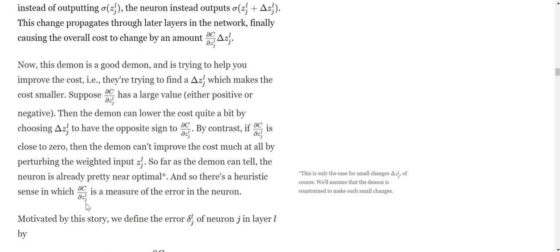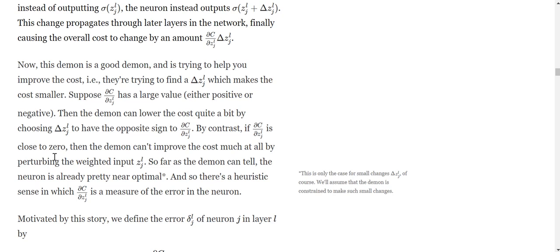So far as the daemon can tell, the neuron is already pretty much optimal. And so there's a heuristic sense in which delta JL is a measure of the error in the neuron. So I hope you got what they're trying to convey. The partial derivative of C with respect to ZJL is being compared to the error in the neuron, which the daemon is trying to minimize. So it is trying to add such a value of delta ZJL to bring down this error.